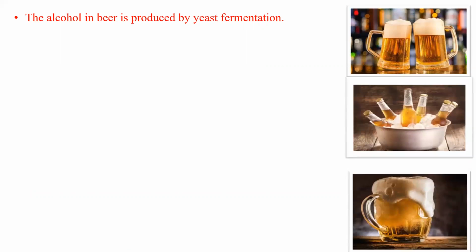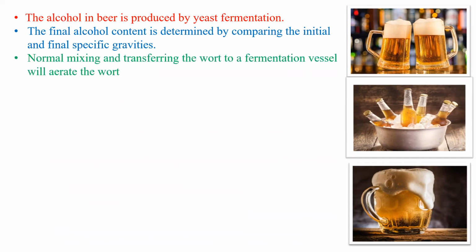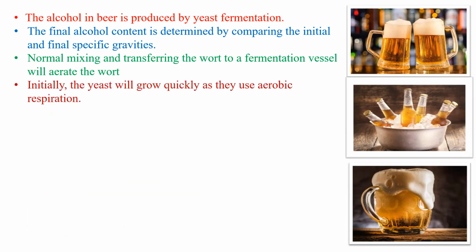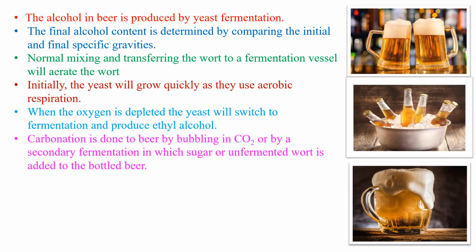The alcohol in beer actually is produced by yeast fermentation. The final alcohol content is determined by comparing the initial and final specific gravities. Normal mixing and transferring the wort to a fermentation vessel will aerate the wort. Initially, the yeast will grow quickly as they use aerobic respiration. But when the oxygen is depleted, the yeast will switch to fermentation and produce ethyl alcohol.